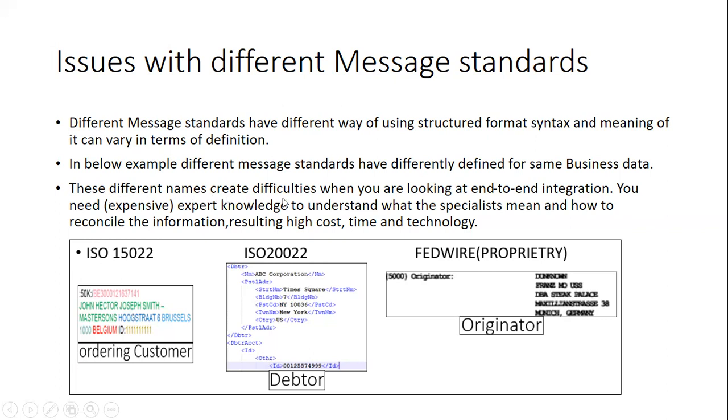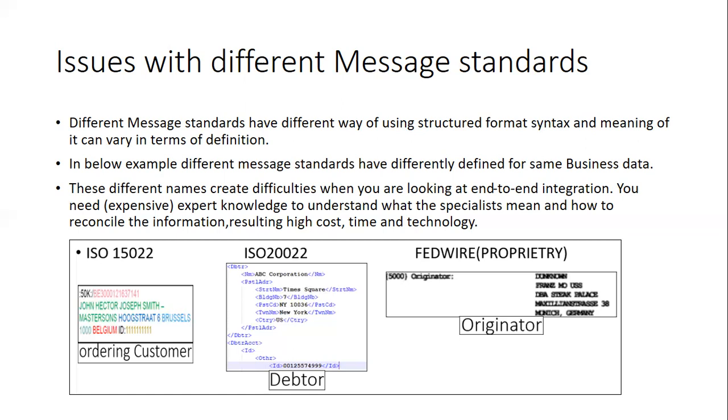So these different names create difficulties when you are looking at end-to-end integration. When I say end-to-end integration, imagine you want to integrate with some new network in future. Suppose not Swift, but some other network is developed and your bank wants to integrate with it, or a local new payment system is developed, similar to RTGS. If a country has developed it, the local banks of that country have to go ahead with numerous changes, right?